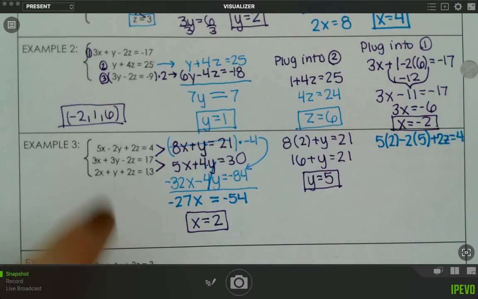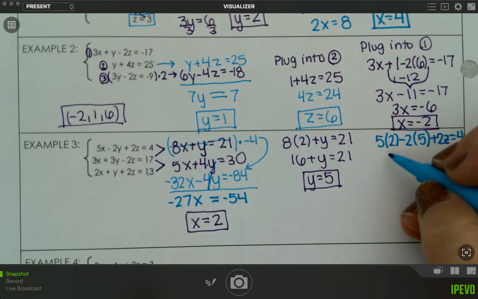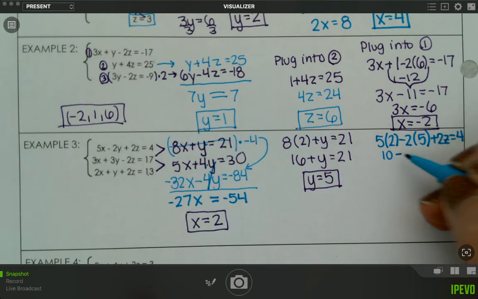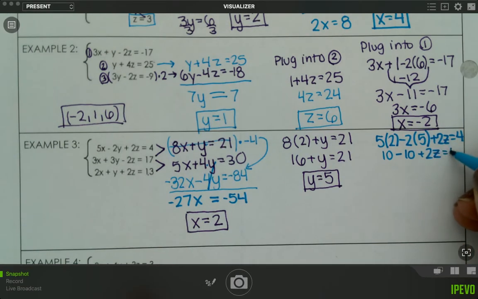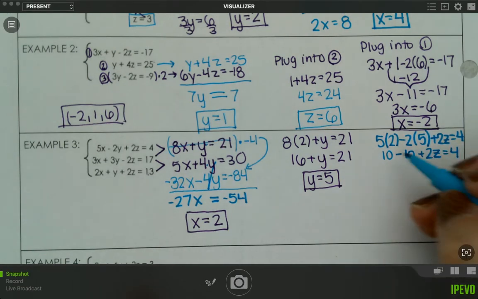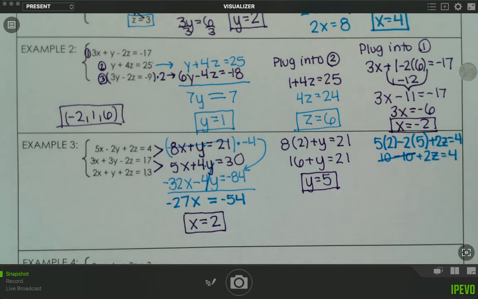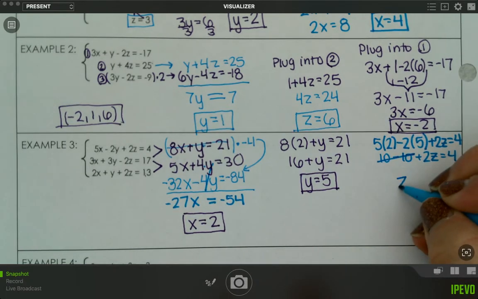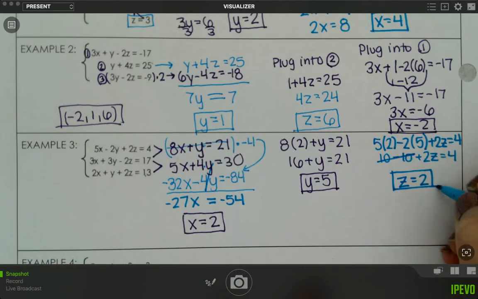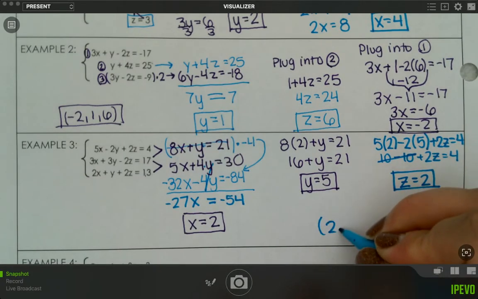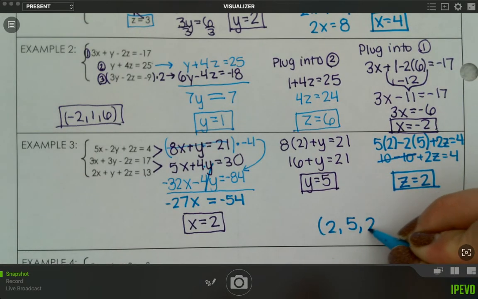That's a 2z, by the way, not 22. So really I have 10 plus 2z equals 4. These 2 are 0, so they kind of canceled each other out, which was nice. And 2z equals 4, which means z equals 2. So my final answer is 2, 5, 2.